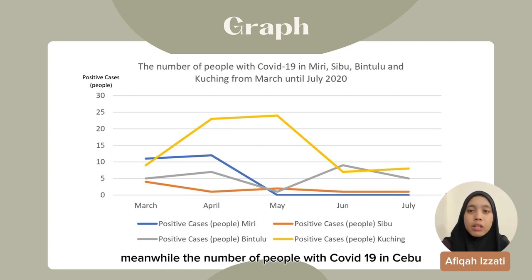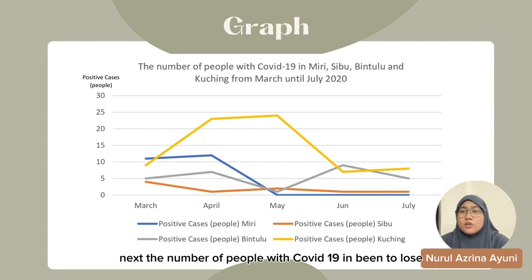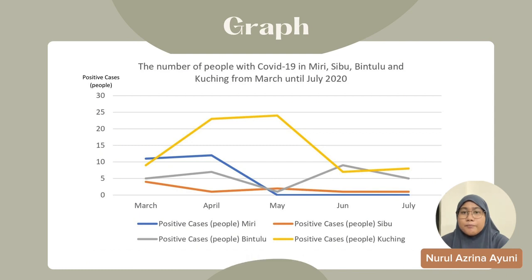Meanwhile, the number of people with COVID-19 in Cebu decreased slightly from March to April and rose slightly in May, and started to decline gradually from June to July, which is only 1 person. Next, the number of people with COVID-19 in Bintulu started at 5 to 7 people in March to April and the graph dipped to 1 person in May. Next, the graph increased sharply to 9 people in June and decreased slightly to 5 people in July.